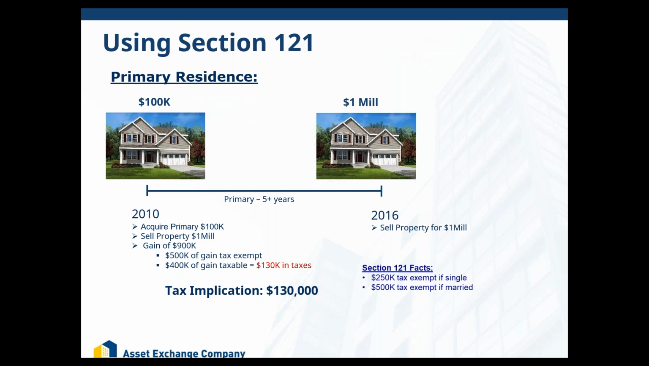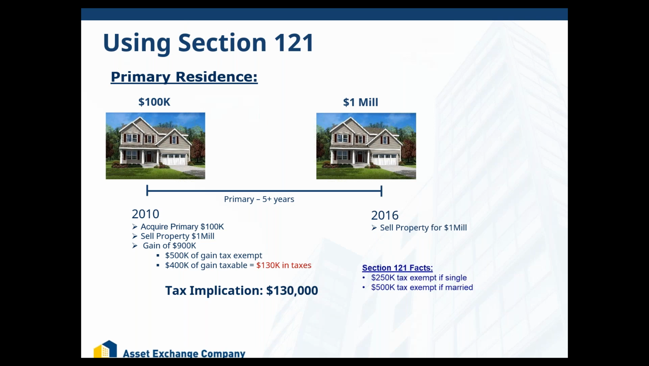Now, let's also say when we sell it, we're married, all right? So we're going to claim the 121. So what's going to happen is the first $500,000 of that $900,000 gain, well, that portion will be tax exempt because we're claiming the 121. But what's the problem? Well, we still have another $400,000 worth of gain that we're going to be subject to taxes on when we sell the property in 2016, right? That's going to roughly equate to about $130,000 in taxes when we sell the property in 2016.